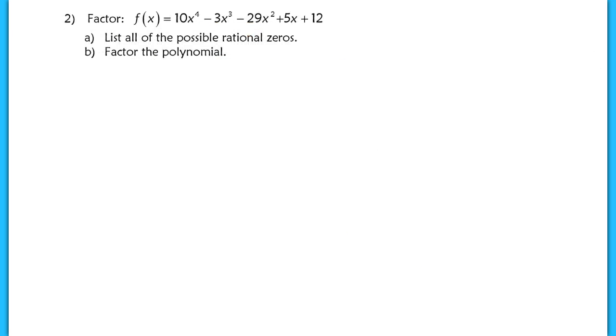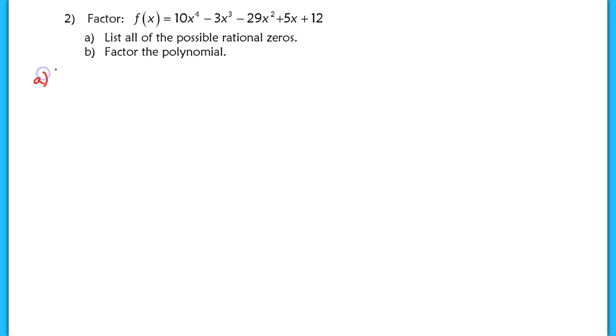All right, when we move on to number 2 here, now I have a quartic, and this has 5 different terms in it. Factoring by grouping doesn't work here, neither does sum or difference of squares. All of those traditional methods of factoring don't work, so I need to use factor theorem here. Now the first step in factor theorem is to list all of the possible rational zeros.